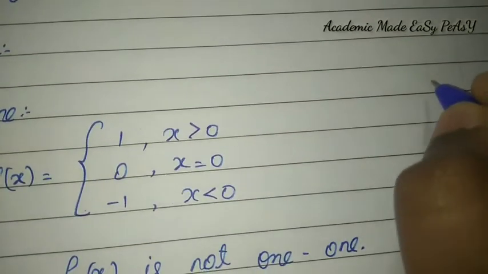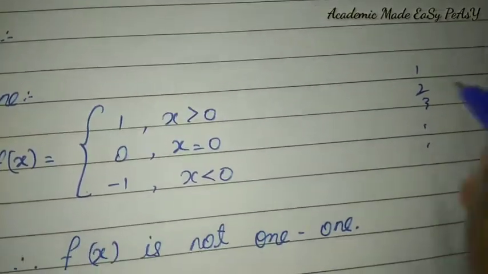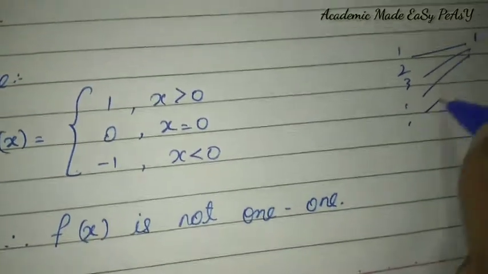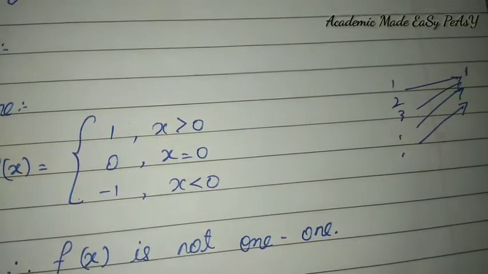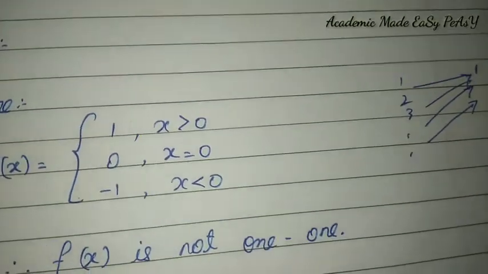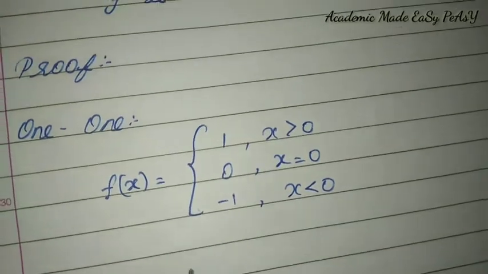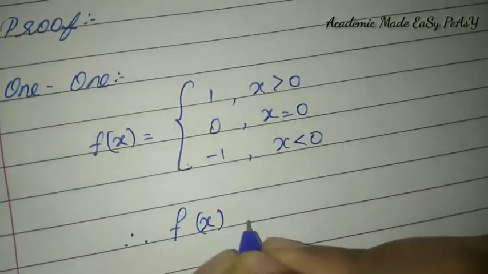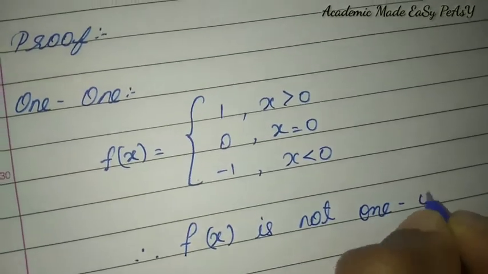If x is greater than 0, it means 1, 2, 3, etc. If it is greater than 0 itself, everything is mapped to 1. So automatically this becomes many to one function. Therefore, it is not 1 to 1 function. Therefore, f of x is not 1 to 1.